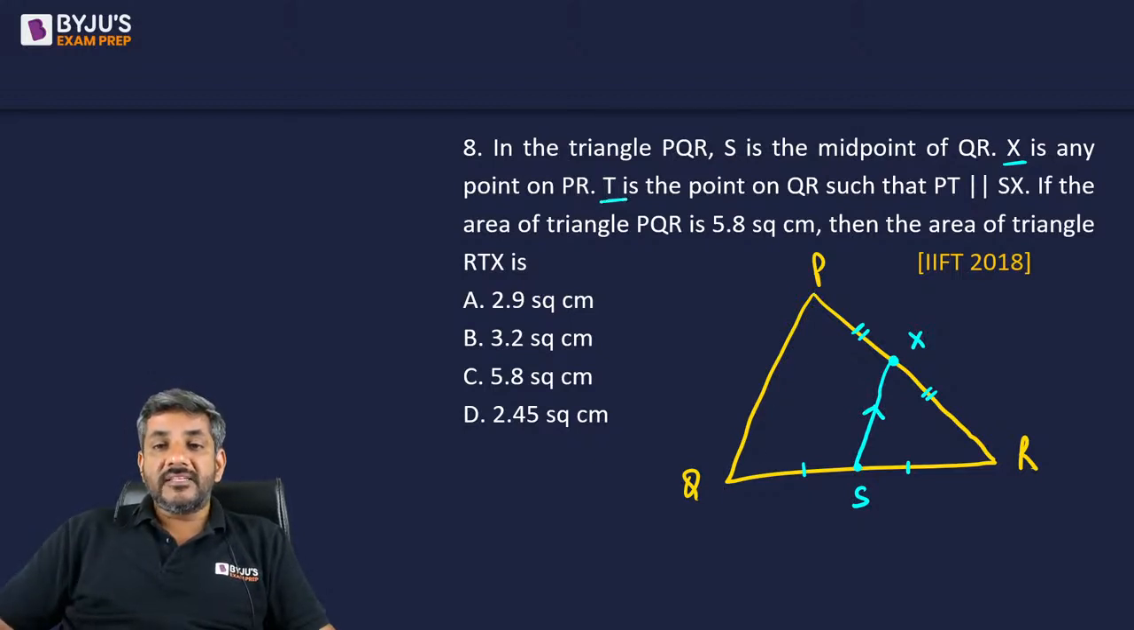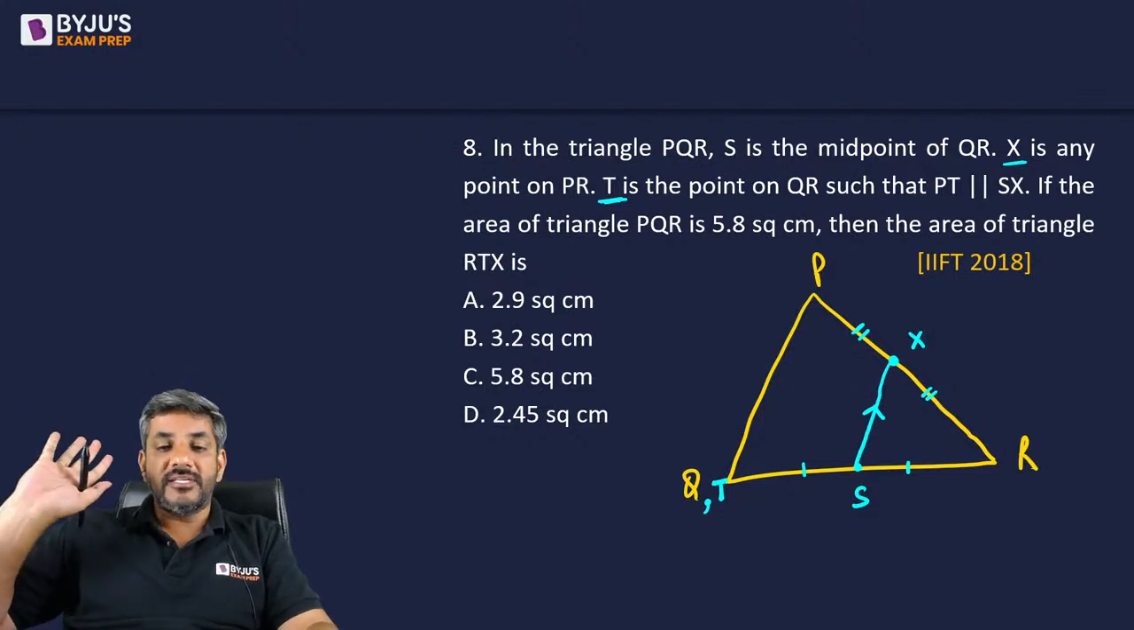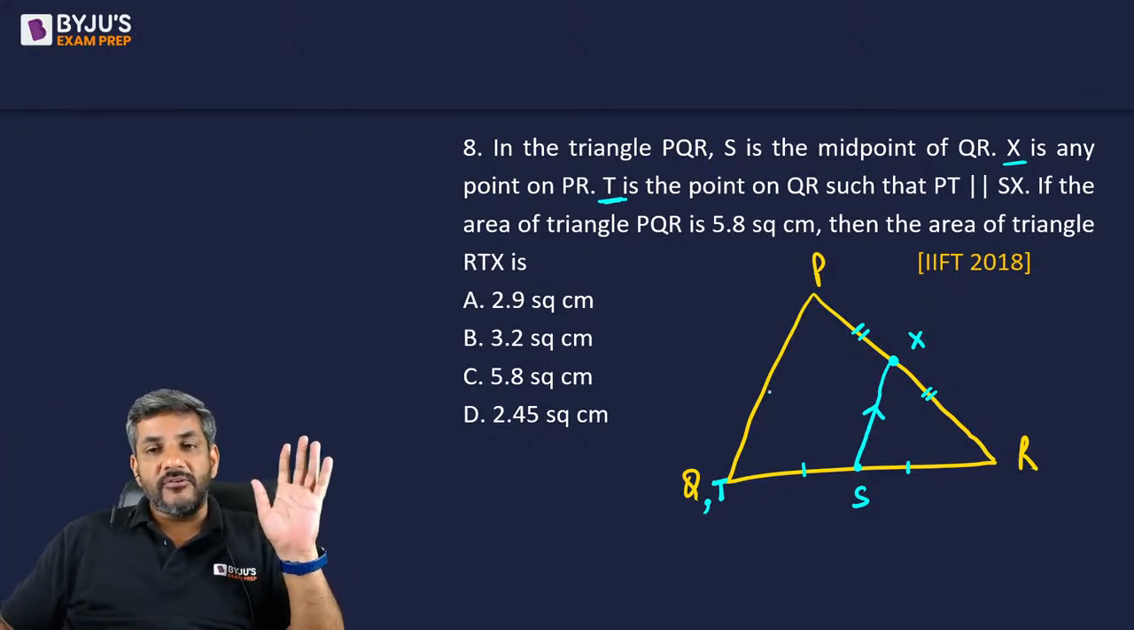So when I am taking this point T such that PT is parallel to SX, that T would actually merge with Q, isn't it? वो T और Q एक्चुअली एक ही पॉइंट हो जाएंगे, नथिंग एल्स इज देयर, T और Q एक ही हो जाएंगे.